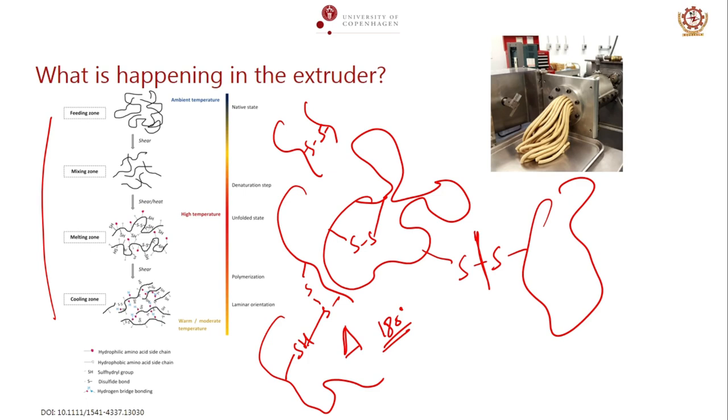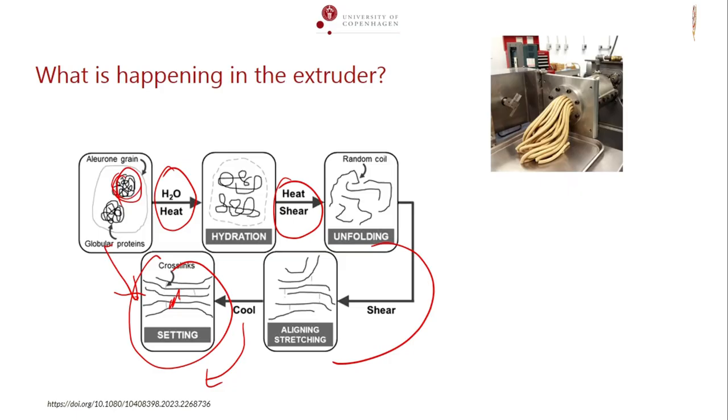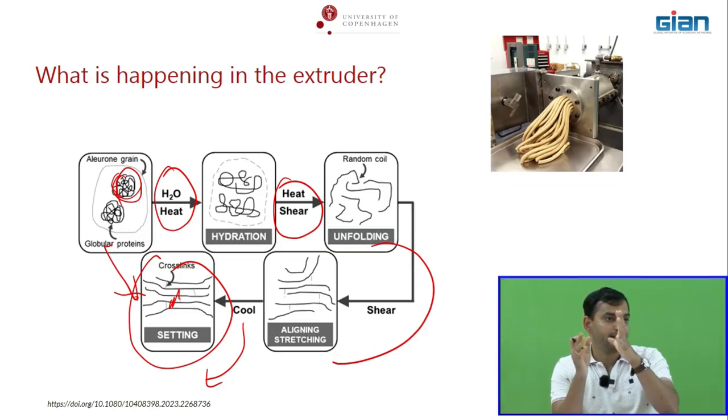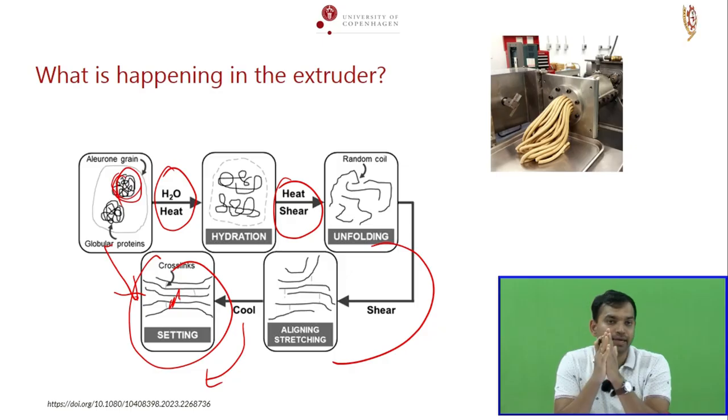Does that make sense? The take-home message is that in the different zones in the extruder, opening of the protein takes place, chemical reaction can take place, protein-protein interaction can take place, protein can be covalently cross-linked, and that will give you the fibrous structure.